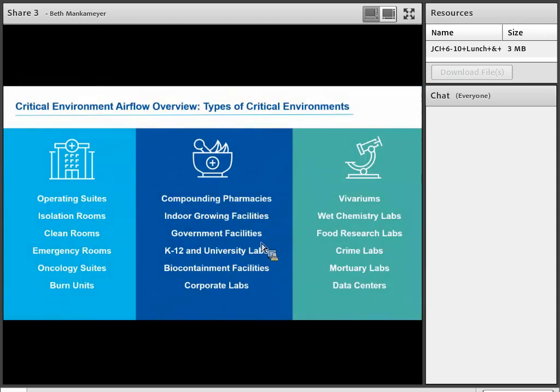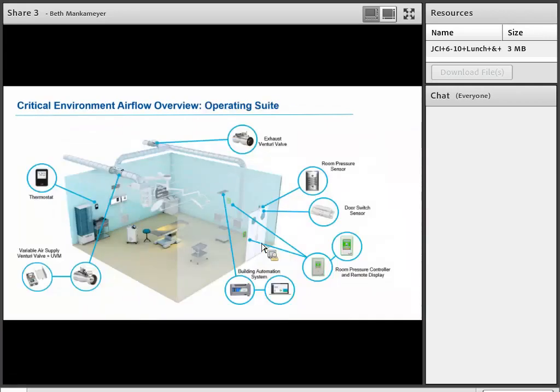So let's start, just so that we're all on the same playing field, with what a critical environment is. All of these show places where we exist, anywhere where directional airflow is important and critical. To give you a few options for these spaces, first we start out with an operating suite. And you'll see on this slide all the products from a controls and ventilation standpoint that go into controlling this space to keep those occupants safe. And so you see everything from the overarching building automation system down to a very small door switch sensor.